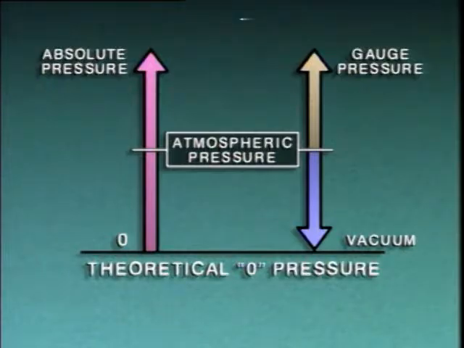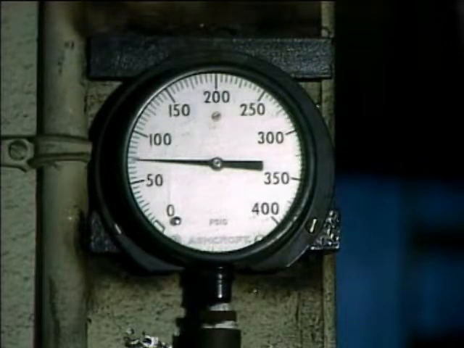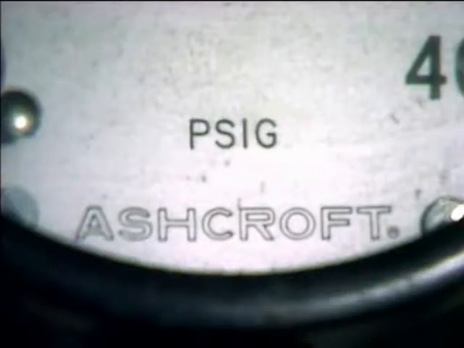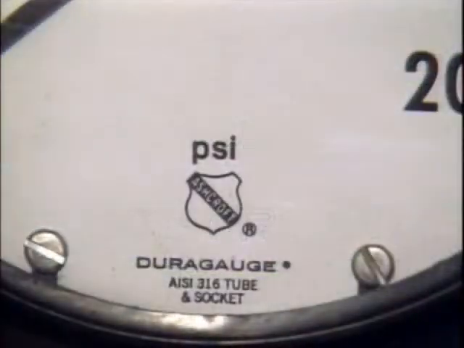Another type of pressure scale is the gauge pressure scale. The gauge scale starts at atmospheric pressure rather than at theoretical zero pressure. Since atmospheric pressure serves as the starting point, it's given a value of 0 on the gauge scale. On an instrument that uses the gauge scale, pressure is indicated in pounds per square inch gauge, or PSIG. But sometimes gauge scale values are expressed simply as PSI.